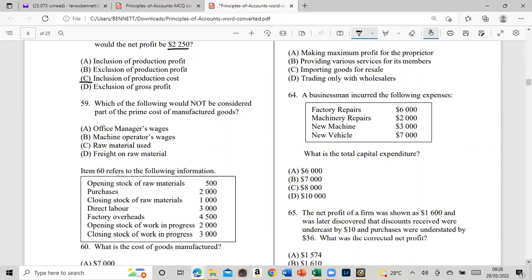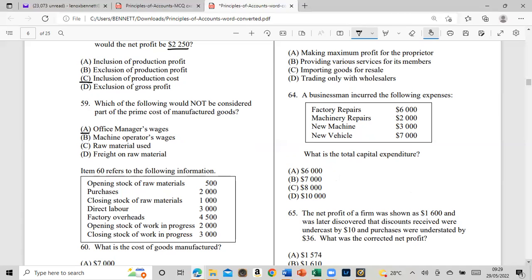Yes, we are at 59. Which of the following would not be considered part of the prime cost of manufacturing goods? Is it A, office managers' wages, B, machine operators' wages, C, raw material used, or D, freight on raw material? Right, so let's go again. Which of the following would not be considered part of the prime cost of manufacturing goods? And that would be the office manager's wages. Right, so that would not be considered. Notice the keyword not. All right, so let's move on to number 60.